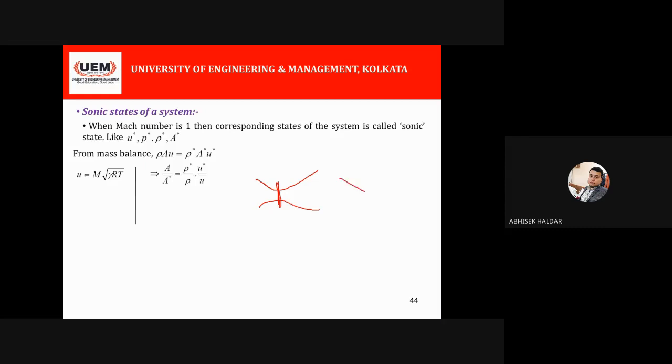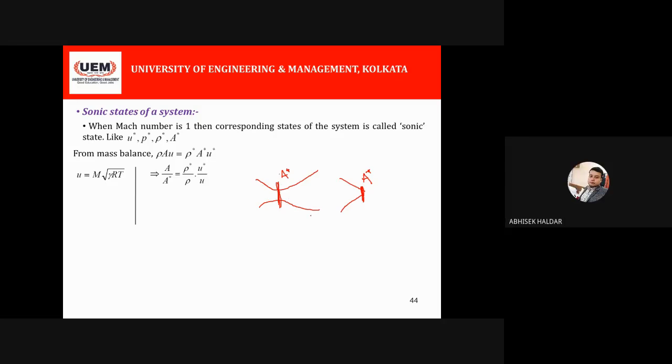If I am having a converging nozzle, this is the minimum area section, and this will be the A star. So this area here will be my A star. This is basically the thing.